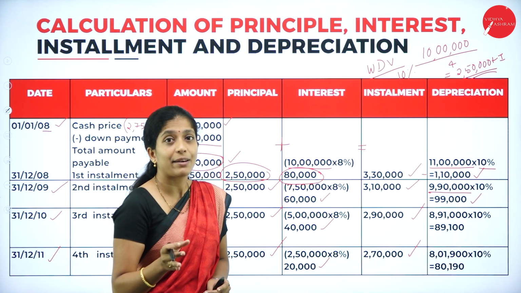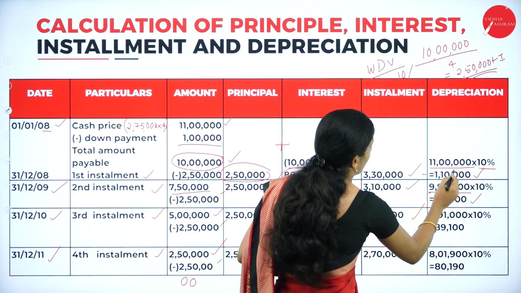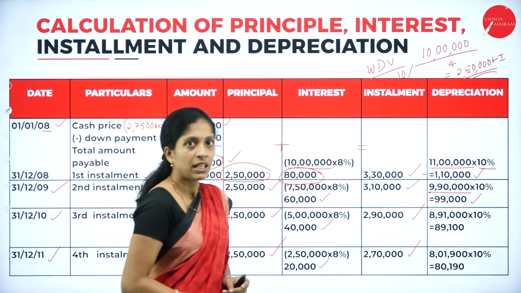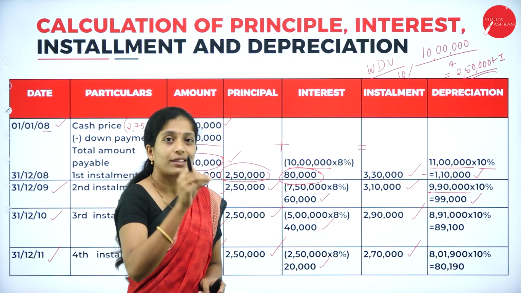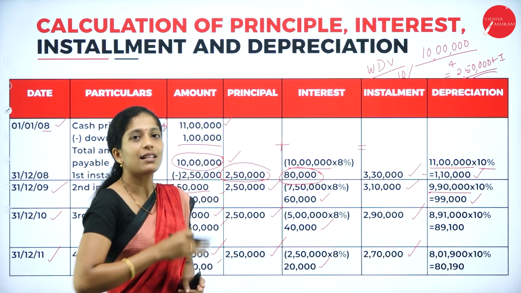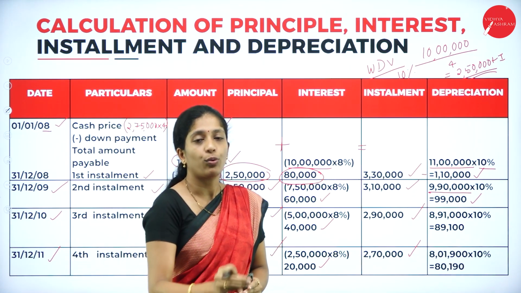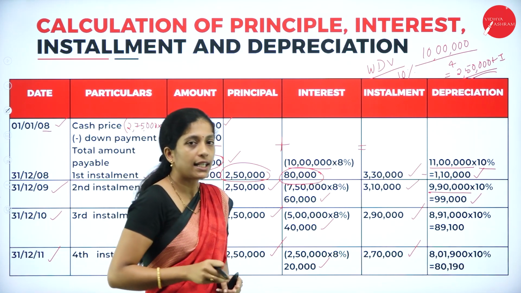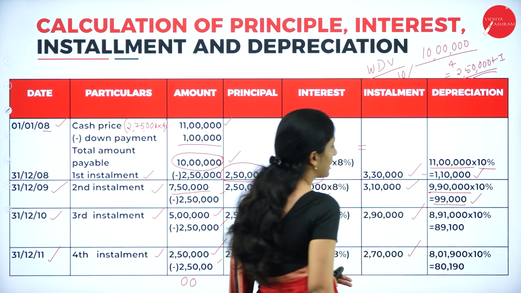If it was straight line method, then the depreciation will remain the same for all the years. It is 11 lakh into 10%, so we'll get 1,10,000. So that depreciation will be the same for all the years. But here in this situation, we are going to calculate depreciation on written down value method. So it goes on decreasing. Now for second year, we got the depreciation 99,000.